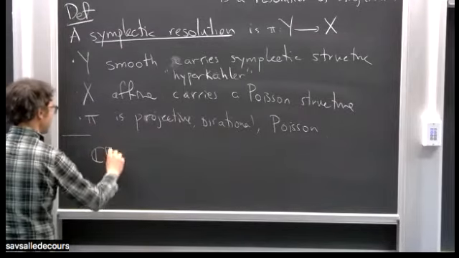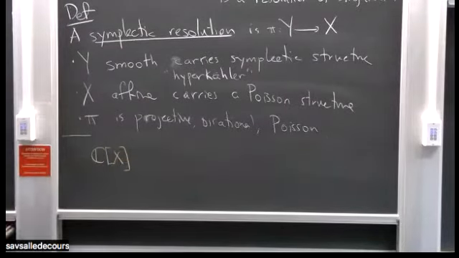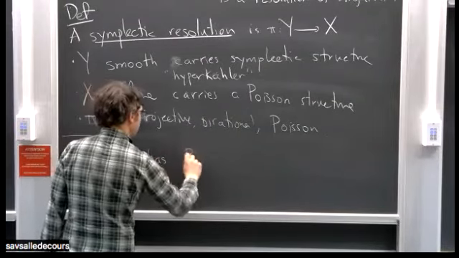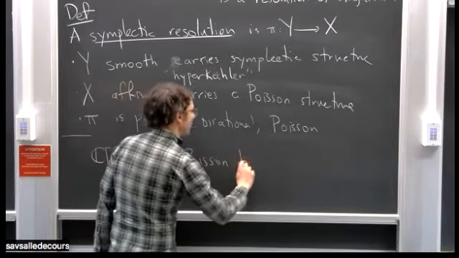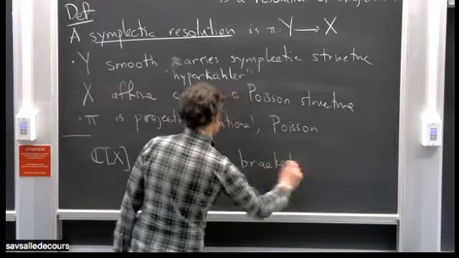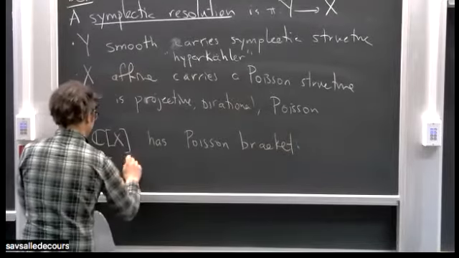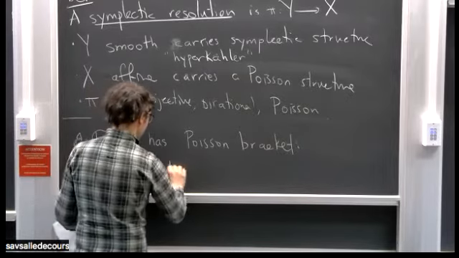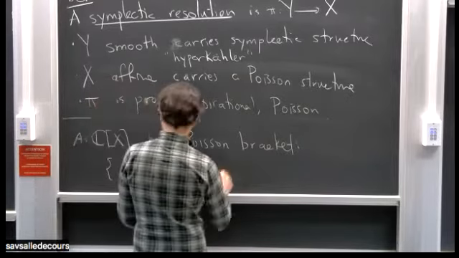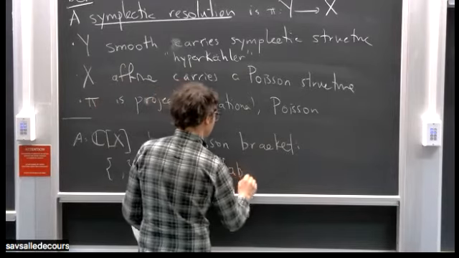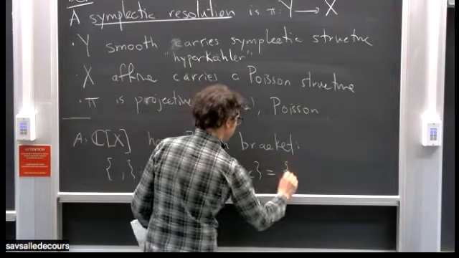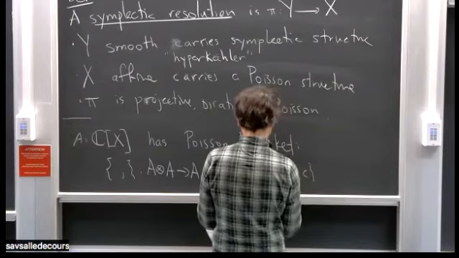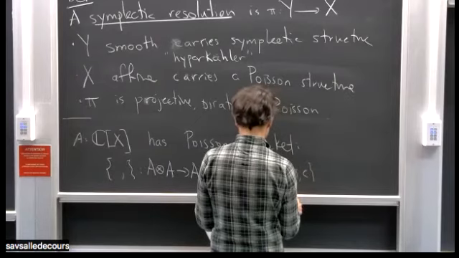is that if we take the coordinate ring of x, so the ring of algebraic functions on x, this has a Poisson bracket, which means a bilinear map, which is a derivation for the multiplication, and which satisfies the Jacobi identity, so it is a Lie bracket and a derivation for the multiplication.